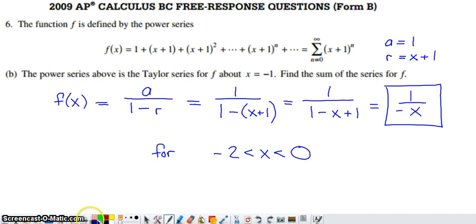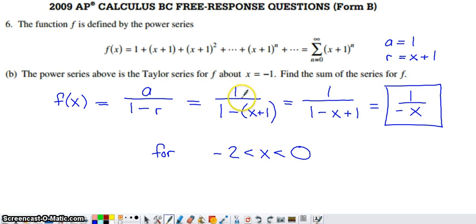When we look at Part B, it wants us to find what the sum of the series represented here actually is. And working off of what we said a few minutes ago in Part A, we said that this series is geometric. The a value, the coefficient of the base, is 1, and the r value, the base itself, is x plus 1. And our series is going to converge to a over 1 minus r for the x values that we specified in Part A.